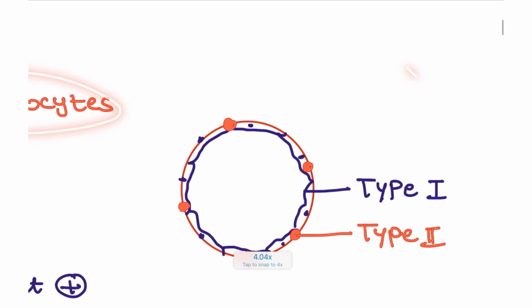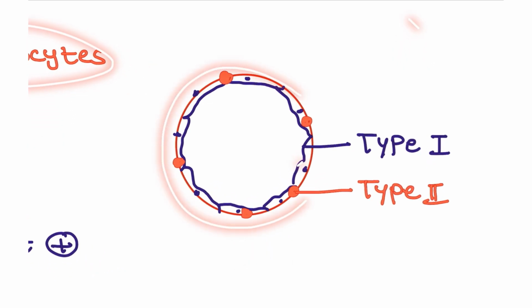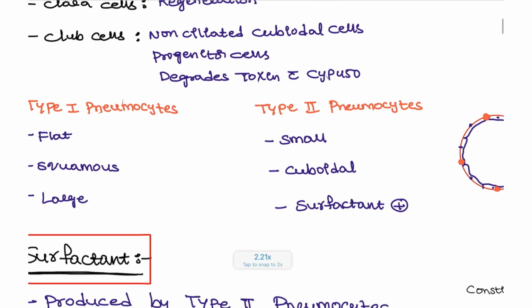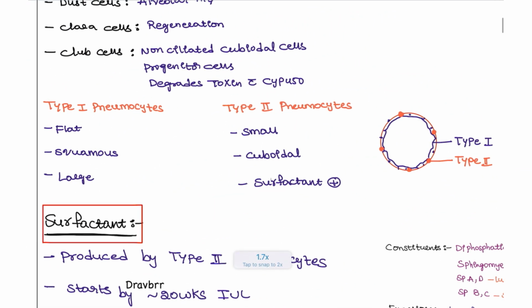From here, in the structure you can see, this is the alveoli, and this blue colored structure is the type 1 cells, and here you can see the type 2 is the red colored structure. So let's see the different types, type 1 pneumocytes and type 2 pneumocytes. Type 1 pneumocytes are flat, like squamous, and cover a large area, and type 2 pneumocytes are small and cuboidal in shape, and they produce the surfactant, which is more important.